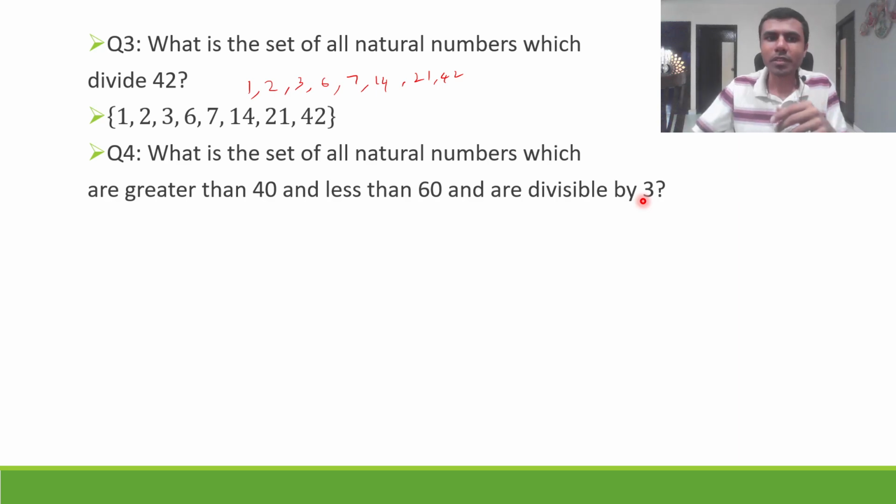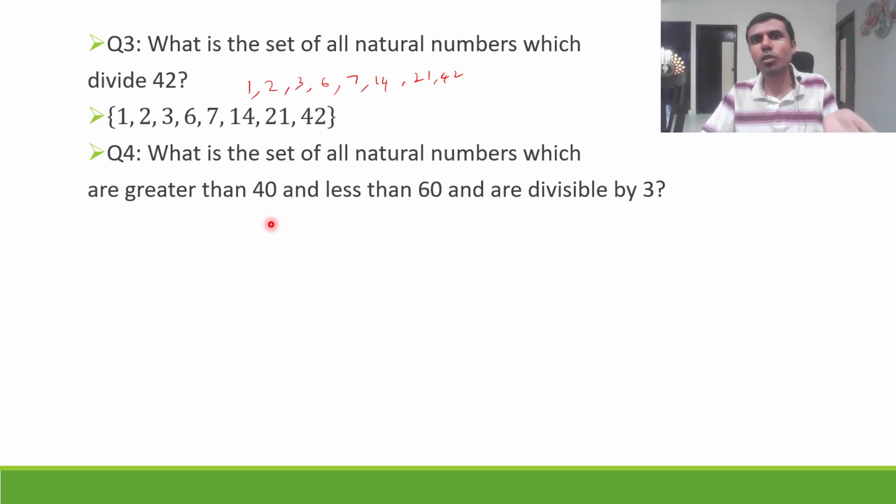Okay, chalo. Now greater than 40 means I need to consider 41. Is 41 divisible by 3? 4 plus 1, 5. No, 5 is not divisible by 3. So 41 is not divisible. Let me go to the next number, 42. Is 42 divisible by 3? Yes, 42 is divisible by 3. 4 plus 2 is 6.